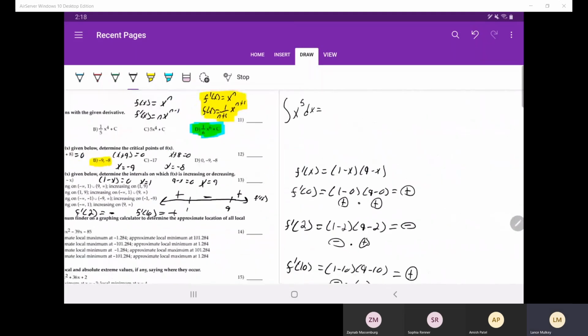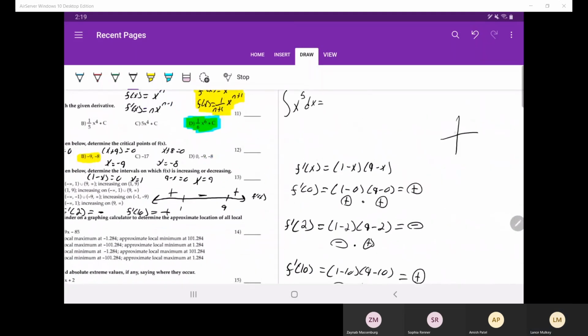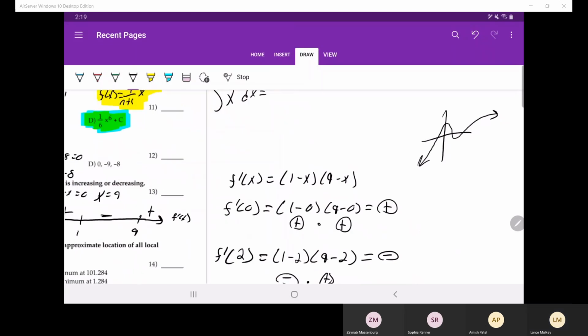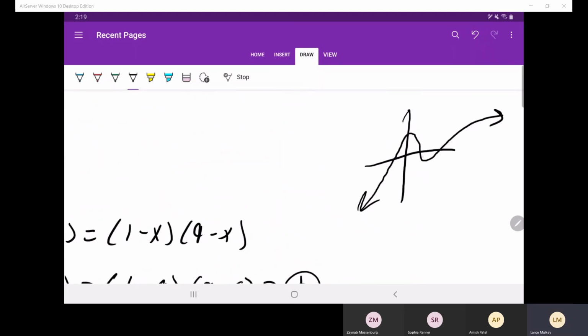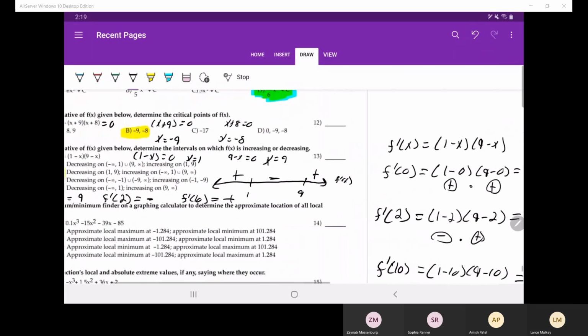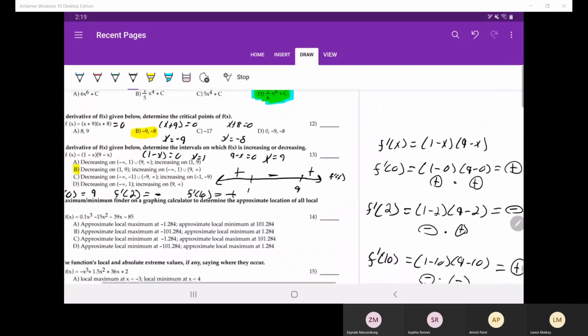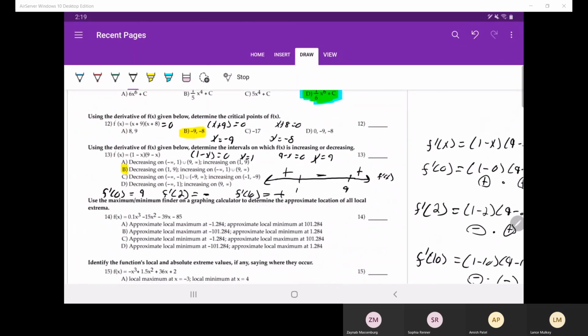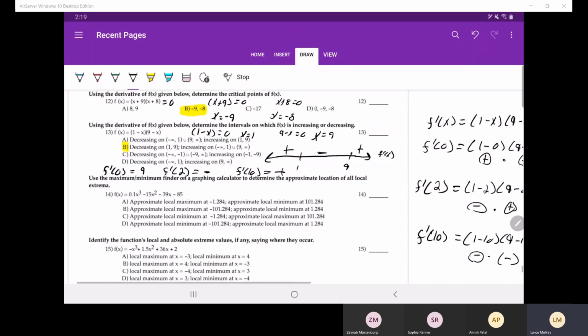So this graph is going to look something like that. It doesn't have to cross the axis or anything, but say this is 1, it starts decreasing around 1, and around 9, it starts increasing and stays increasing forever on. Any more questions about this? I'll take that as no.